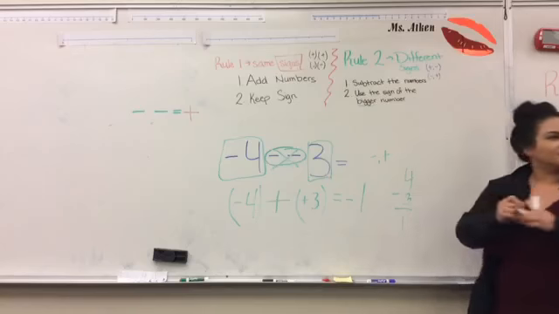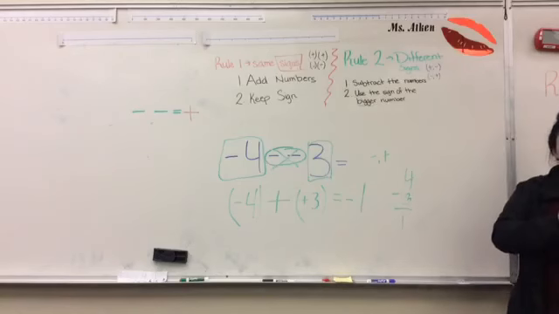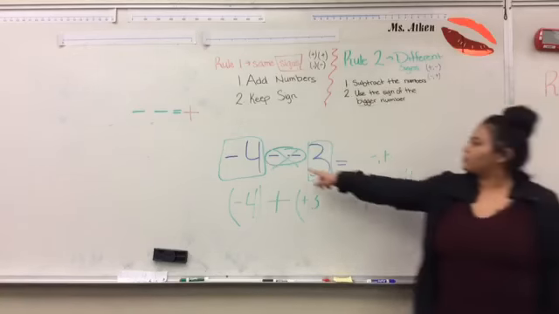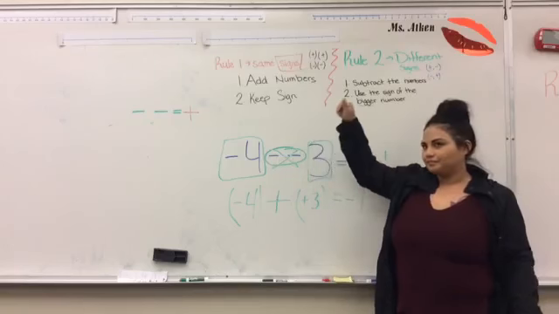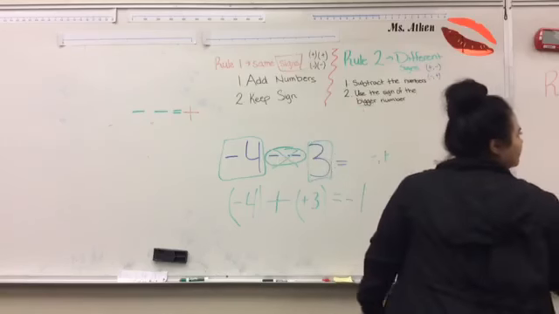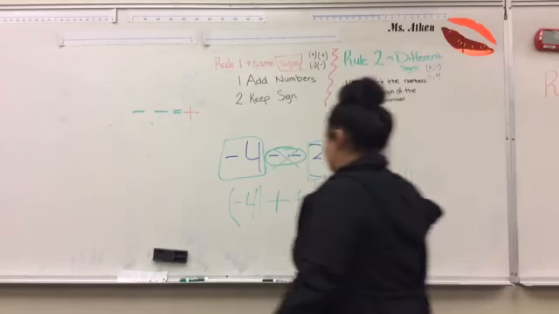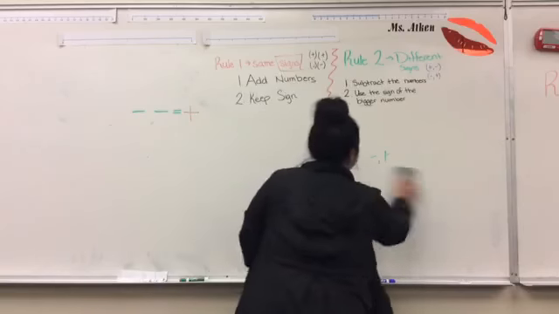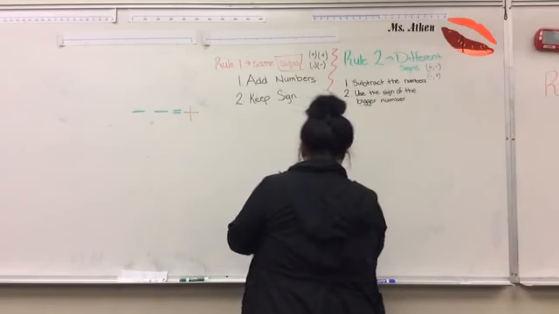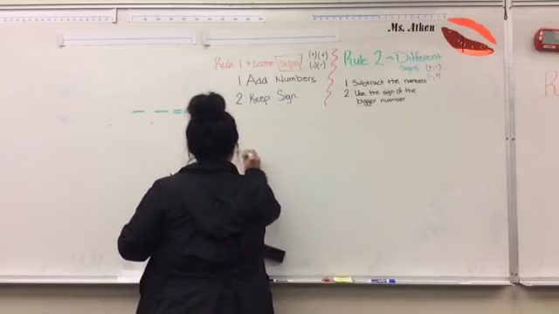Thumbs up, thumbs down, or thumbs to the side. And plus class. The only thing you need to remember is that when you see two negatives next to each other in the middle, it becomes a positive. Okay? Good job. You ready to try one with your partner?